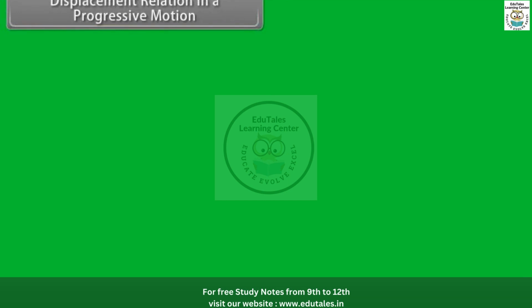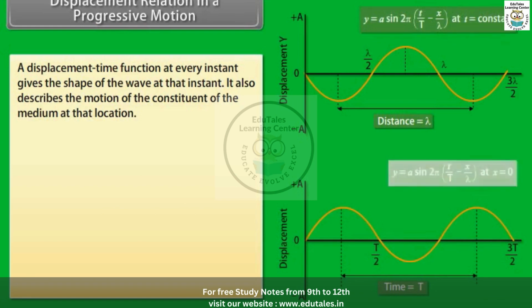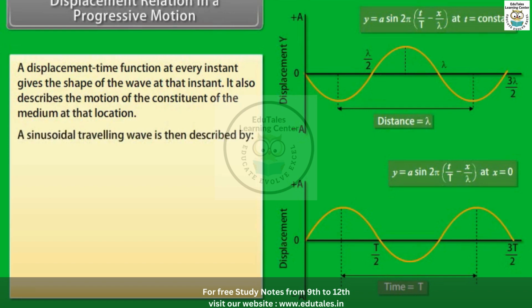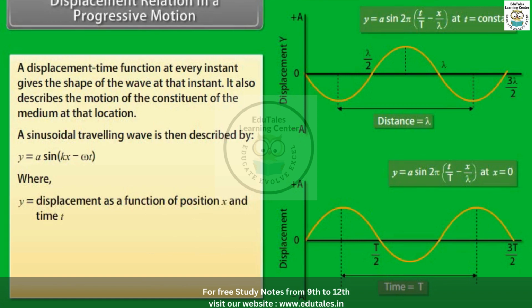Displacement relation in a progressive motion. A displacement time function at every instant gives the shape of the wave at that instant. It also describes the motion of the constituents of the medium at that location. A sinusoidal traveling wave is then described by y = A sin(kx - ωt), where y is the displacement as a function of position x and time t.